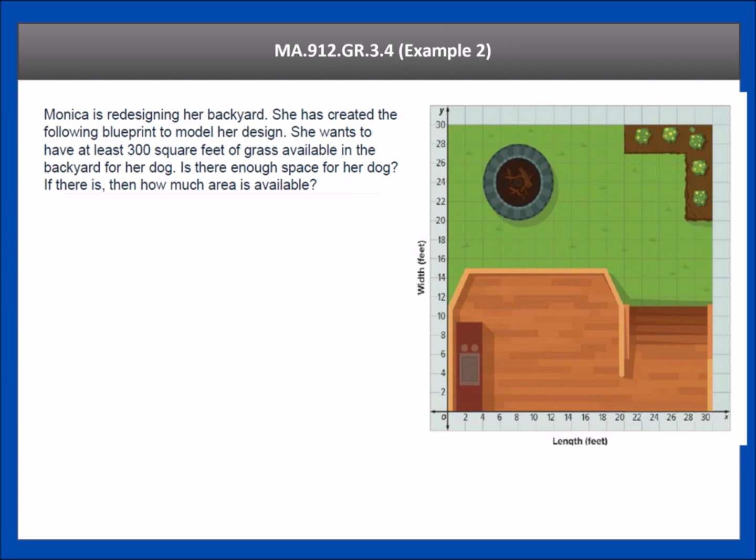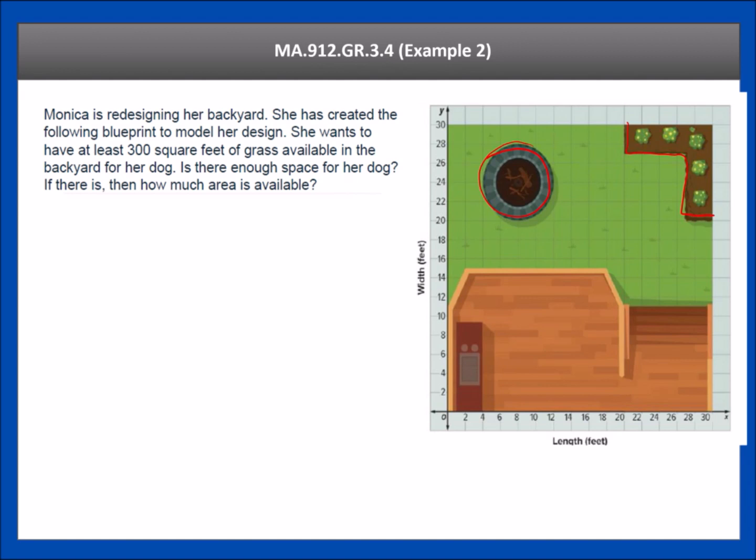So, all right. Well, first off, we know that she needs 300 square feet, so we're going to need to figure out the area of this grassy portion. Which means there's a lot of things we want to know. We want to know the area of the circle. We want to know the area of this garden. And obviously, we're going to need to know the area of this portion here. So we're going to break them up into normal shapes, and then find the area of those shapes, and we're going to use that to approximate.